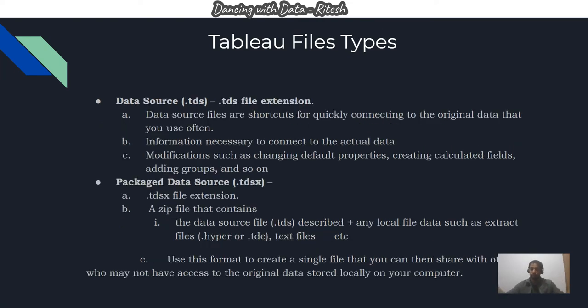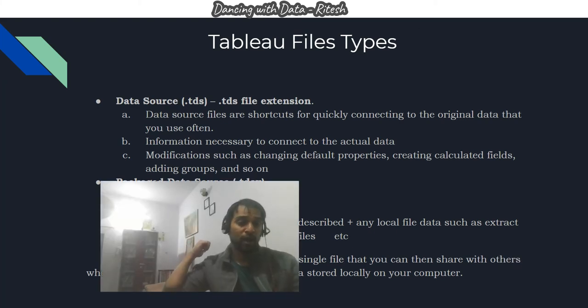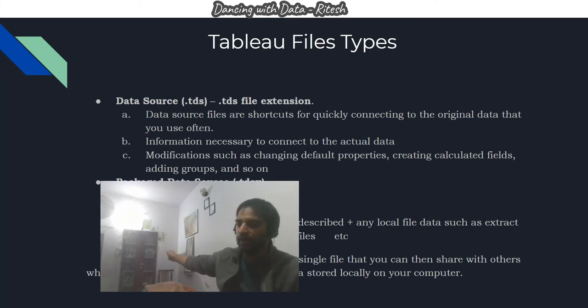But before that, what is this Almirah story? If you can see, there is an Almirah behind me. Let us first read the definition and we'll try to relate that to this situation. .tds data source files are shortcuts for quickly connecting to the original data. So I know my original data, and this key was with my sister. So I have the information at point B.